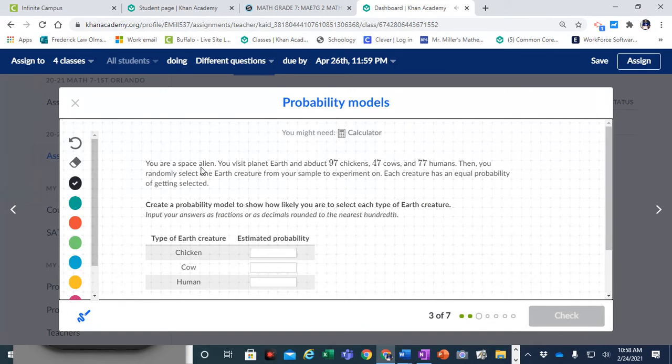You're a space alien, you visit Earth and abduct 97 chickens, 47 cows, and 77 humans. Then you randomly select one creature from your sample to experiment on. Each creature has an equal probability of getting selected.